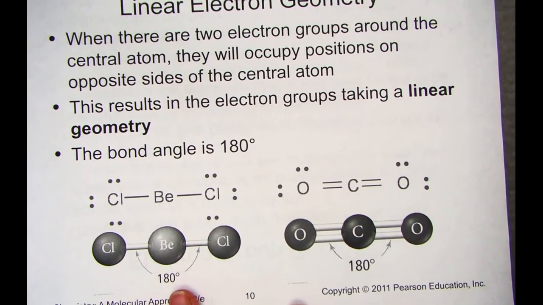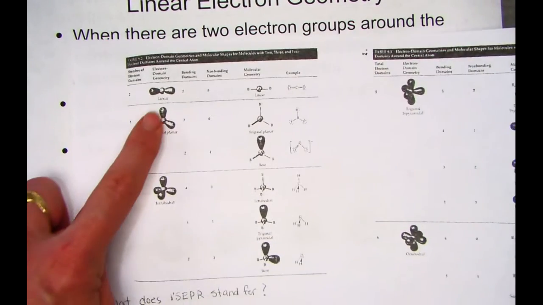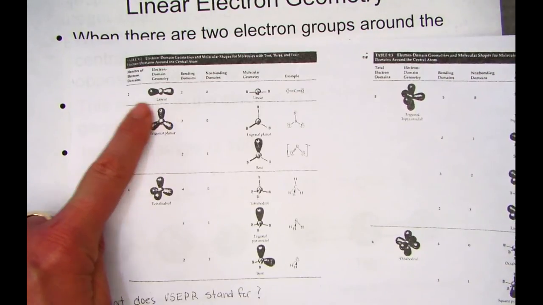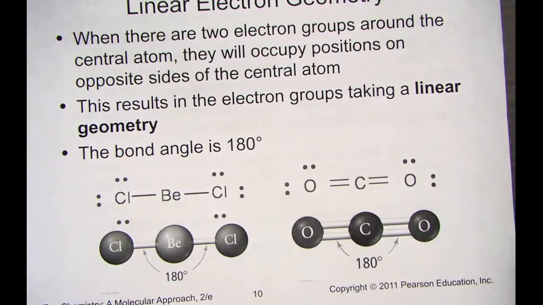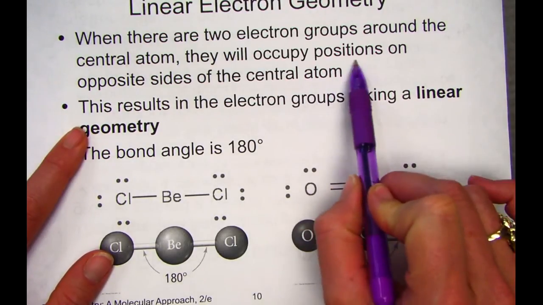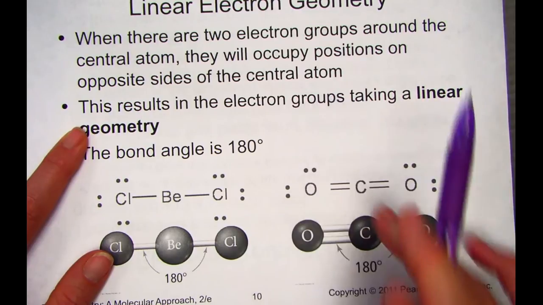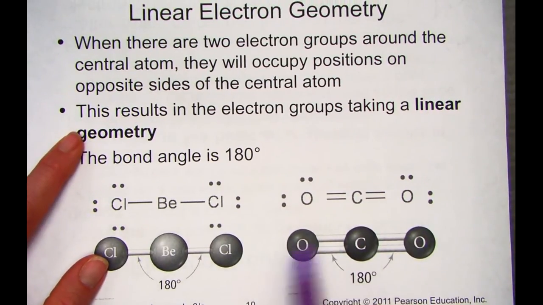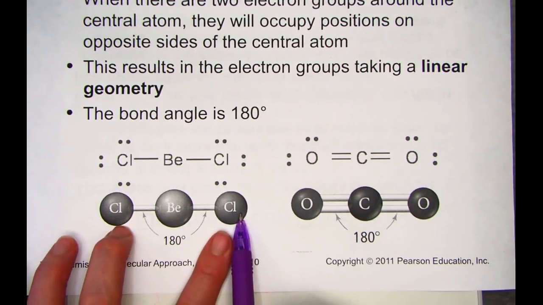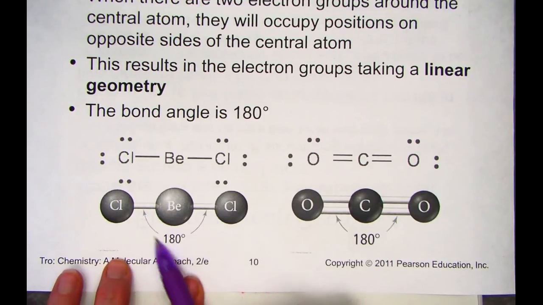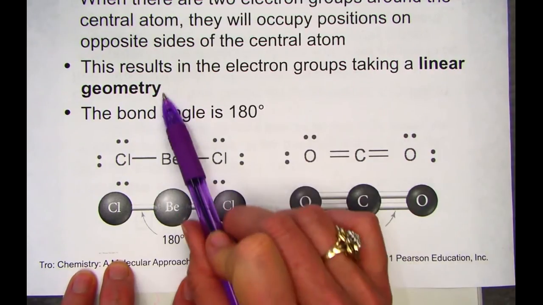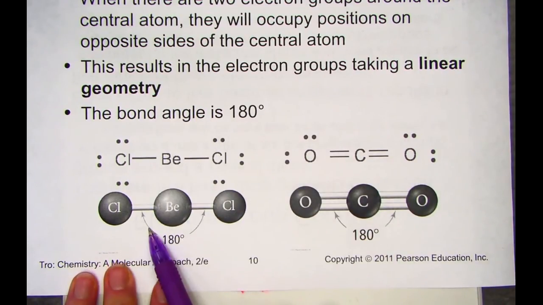The first of our five electron geometries is called linear. Back to this sheet here, the linear electron geometry has two electron domains around the central atom. When there are two electron groups around the central atom, they will occupy positions on opposite sides of the central atom. If I have a center, I want to place the electron domains as far apart from each other as possible, which of course would be a straight line of 180 degrees. This results in the electron groups taking a linear geometry, where the bond angle is 180.